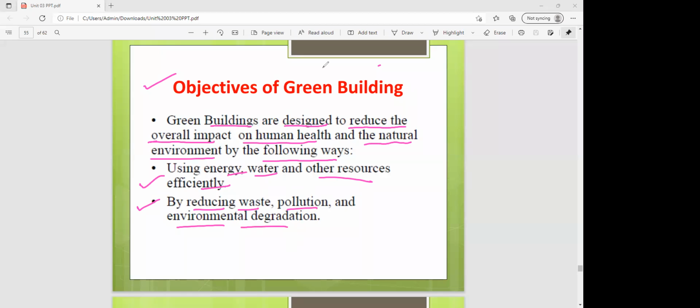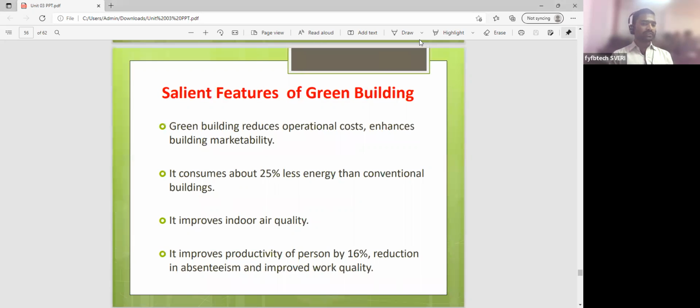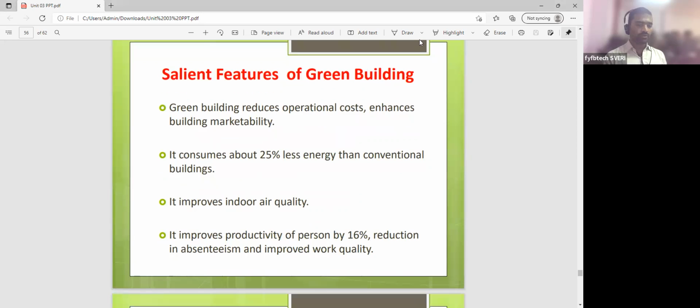Yes, sir. So, what are the objectives? First one is using energy in an efficient way. Next, reducing waste, pollution, and environmental degradation. These two are the objectives. Then, the salient features of the buildings. What are the features, characteristics of the green buildings?